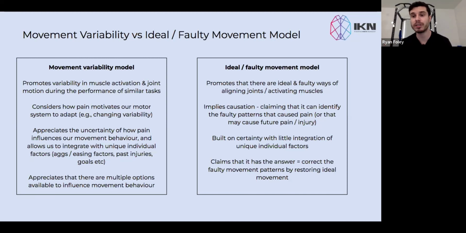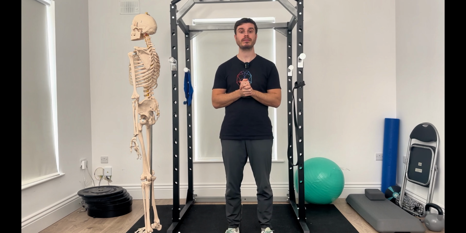That's not embracing uncertainty. That's being dishonest. So we need to have models that embrace the uncertainty, that allow us to gather multiple sources of information to then make a decision. Okay, so up next, what we're going to do is look at this within the context of a very common movement assessment that we may perform.